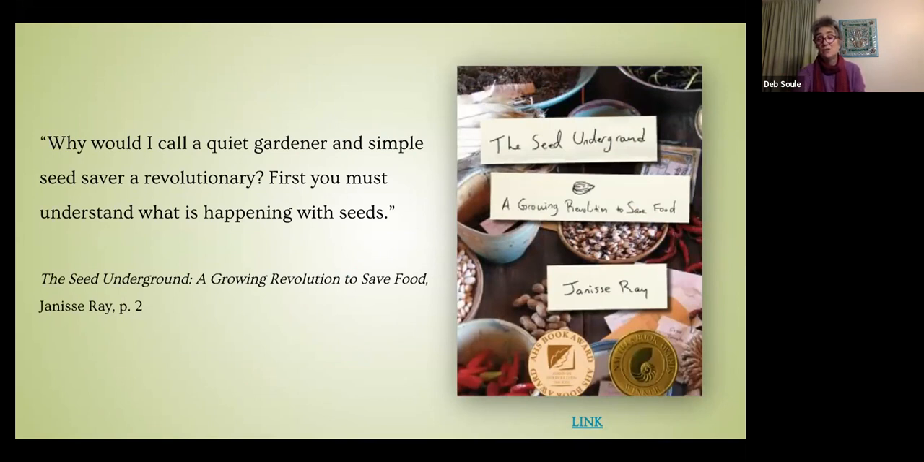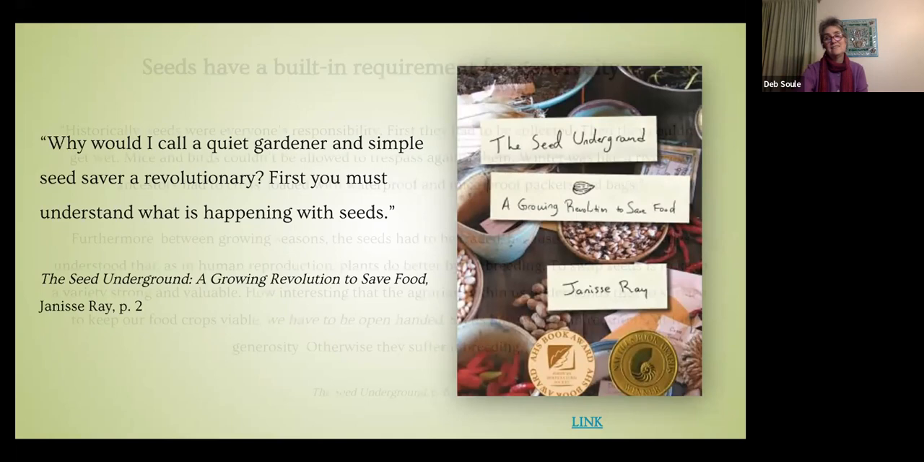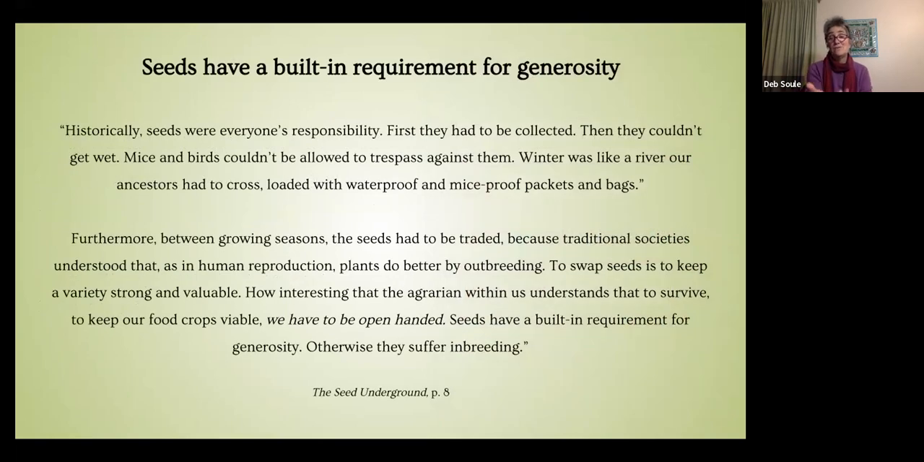I highly recommend this book. These are the intricacies, I think, of why I just feel so passionate about soil and seeds and everything about nourishment and deep, deep honoring and repair and reciprocity that we as humans can be engaging in. And seeds, as Janisse says, have a built-in requirement for generosity.